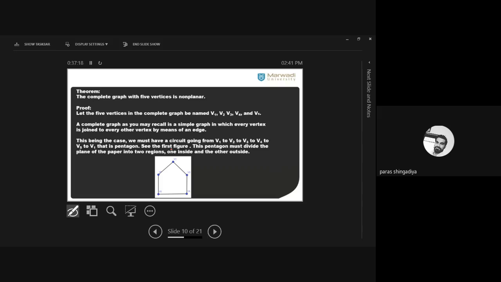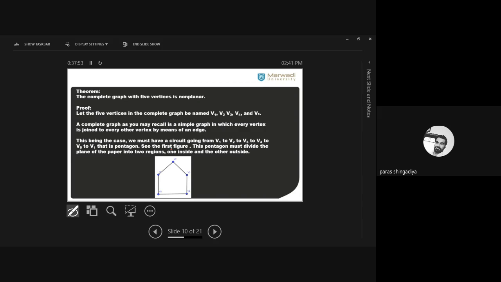Now place the 5 vertices on the plane, that is V1, V2, V3, V4, V5, and then create a circuit, connecting V1 to V2, V2 to V3, V3 to V4, V4 to V5, V5 to V1, and that looks like a circuit. Now this graph is a pentagon, with 5 sides and 5 vertices. Clear? See the first figure.